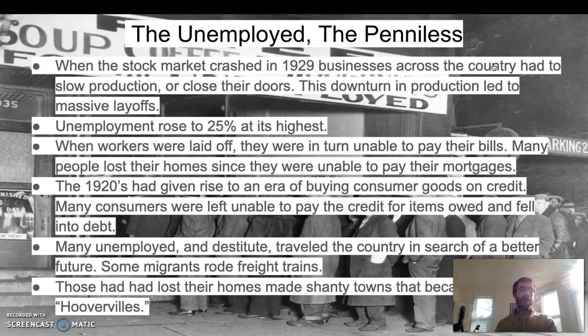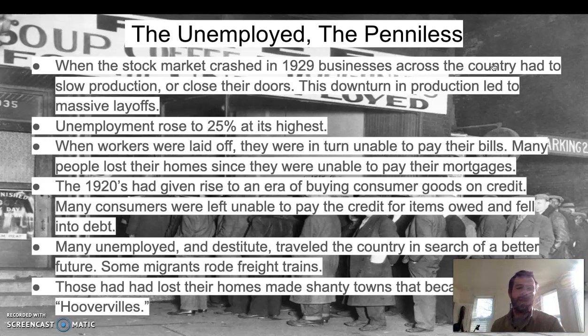Now, what happens when banks fail? What happens when the stock market crashes? People lose their money and people lose their jobs. So when the stock market crashed in 1929, businesses across the country had to slow production or close their doors. If there's less demand on the market and you run a factory, you have to produce less output. So you have to cut costs. And one way you cut costs is to lay people off.